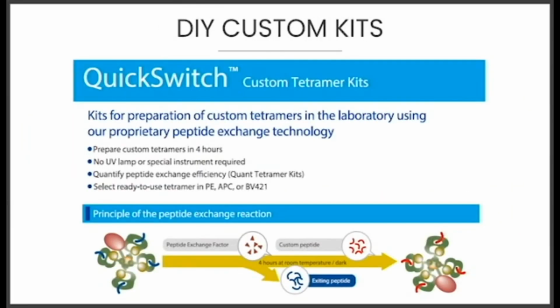We recently launched a do-it-yourself tetramer kit named Quick Switch. This kit includes MHC tetramer preloaded with a placeholder peptide. You can exchange this preloaded peptide for your own peptide in the presence of the peptide exchange factors. It is very easy and ready to use. We currently offer this kit with MHC allele HLA-A2, A11, A24, and mouse allele H2-Kb, but we are expanding our MHC coverage in the Quick Switch range.